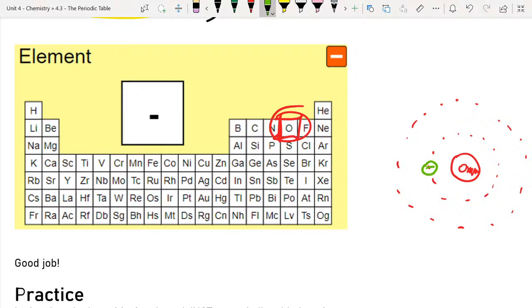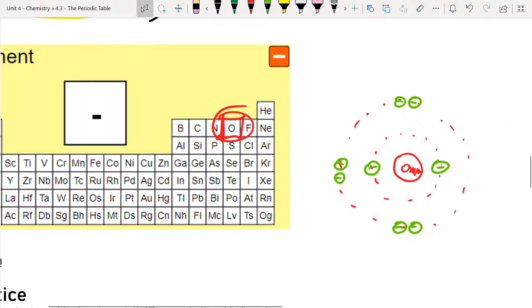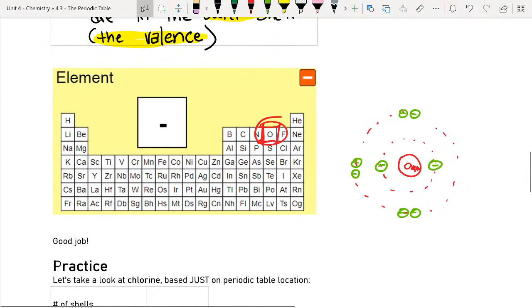So I'm going to put 2 electrons there. And then how many electrons does oxygen have in its outer shell? 1, 2, 3, 4, 5, 6. And I like to draw them in pairs at north, south, east, and west, like at the compass. So 1, 2, 3, 4, 5, 6, just like that. That would be oxygen. See how quickly I did that?